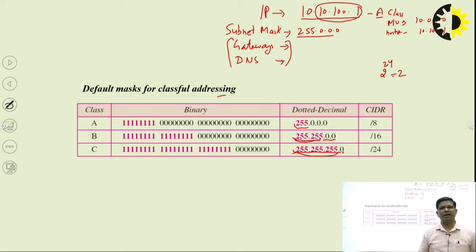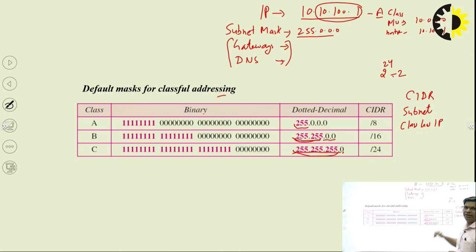No one is using classful IP addresses. Generally, we all are using classless IP addresses. For classless IP addresses, we can say CIDR, subnets, or classless IP. These terms are interchangeable. Classless IP address means there is no default mask. The mask is set by you only.